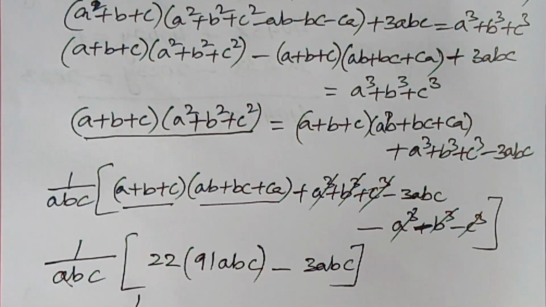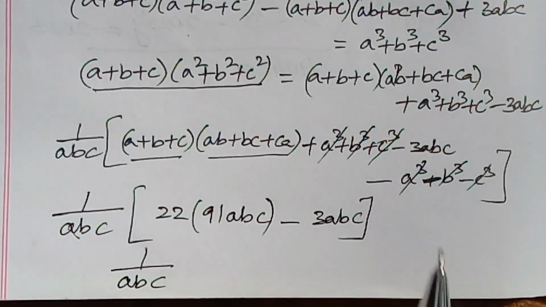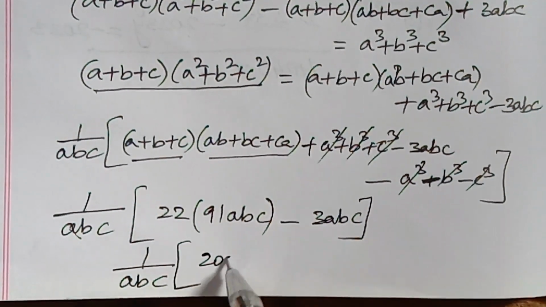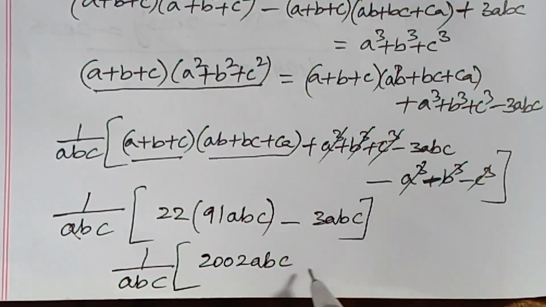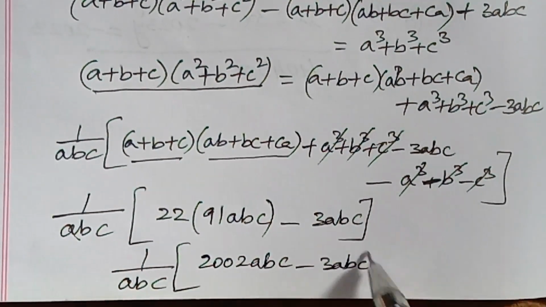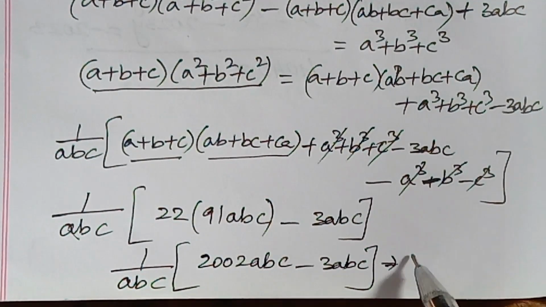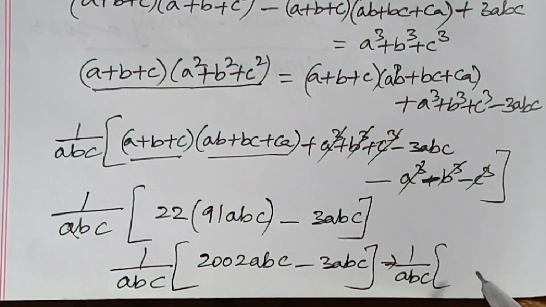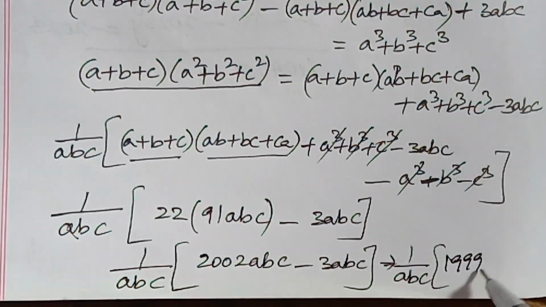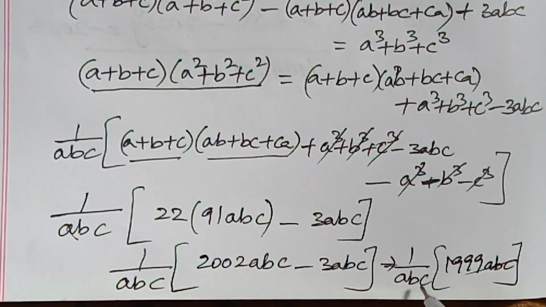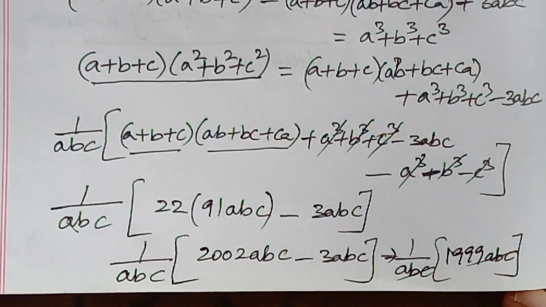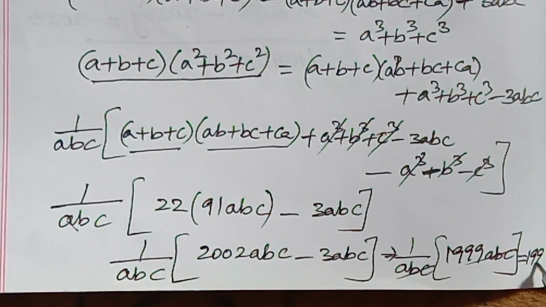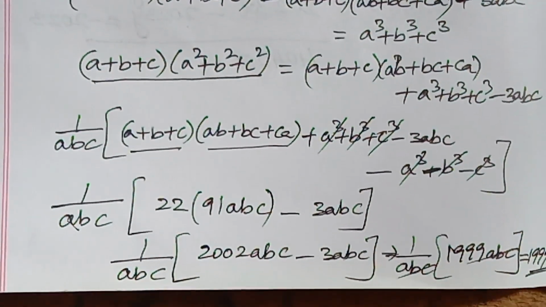So 1 by abc. Here you'll get 2002 abc minus 3 abc. So here 1 by abc into 1999 abc. So abc gets cancelled. Here you'll get 1999. Now this is the first method.